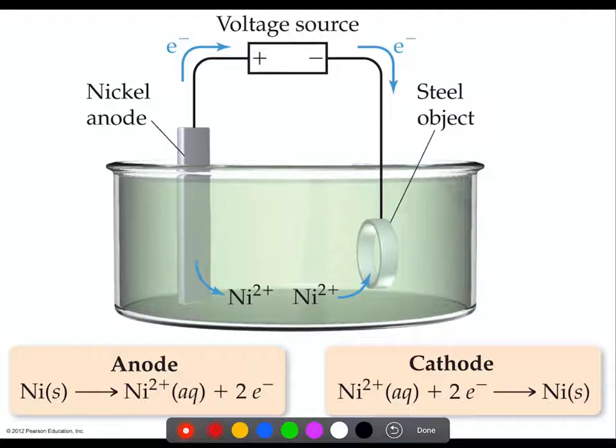Now we have a different kind of electrolytic cell. Up here we again have a voltage source, which is a big clue that this is an electrolytic cell. We have the same basic principle: if this is the positive end of our power source, this must be our anode, and this must be our cathode. This is purposely designed so that we will plate my object with nickel.